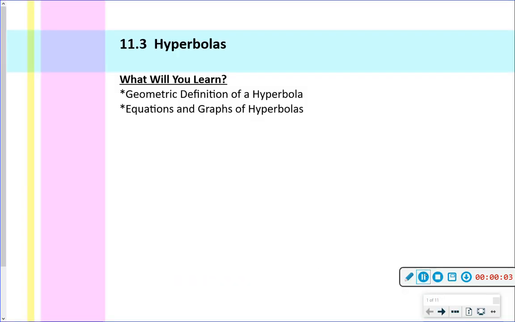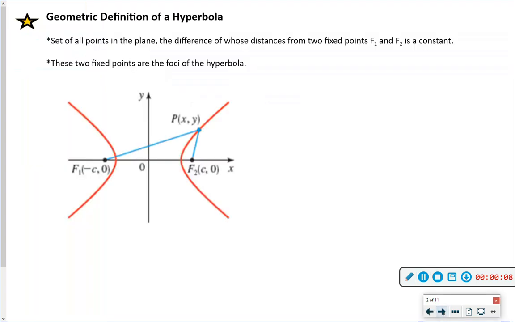So we're going to talk about the geometric definition of a hyperbola, how it's created, why it's created, etc. And then we'll get into the graphs and the equations.